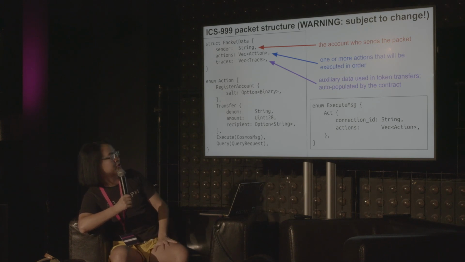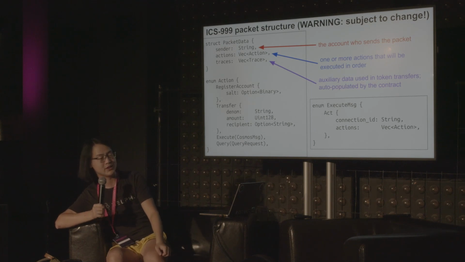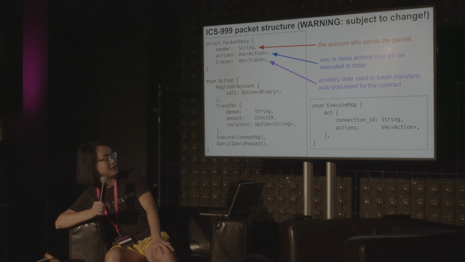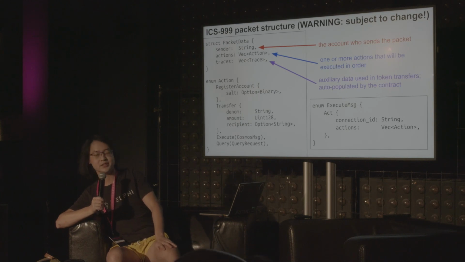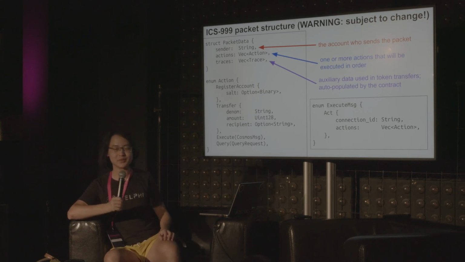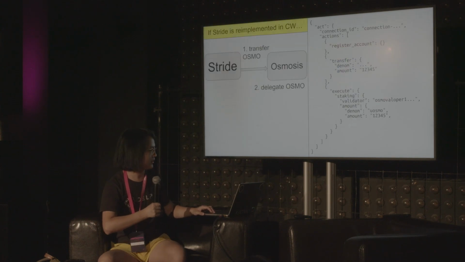So how do you actually do this? Well, on the bottom right, we have the execute message of the ICS-999 contract. It has one method, which is act. So you just call act, you tell it which connection ID you want this packet to go through, and a list of actions. That's it. So really simple to use.